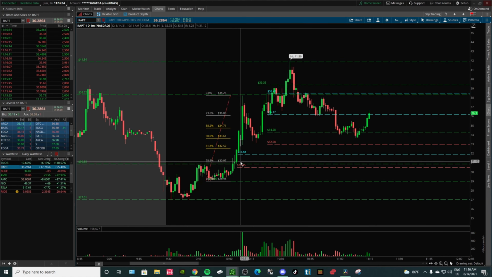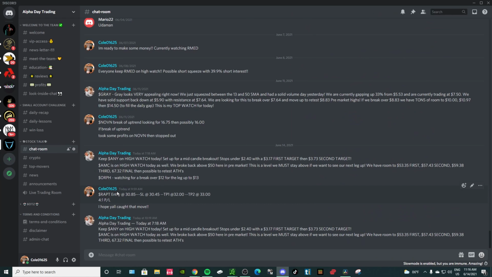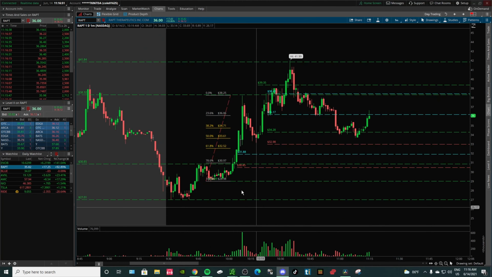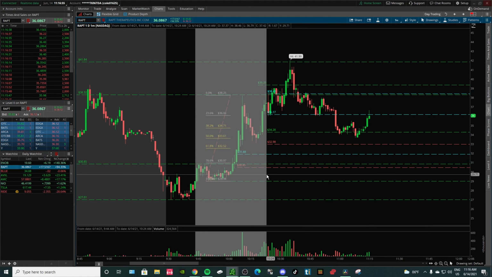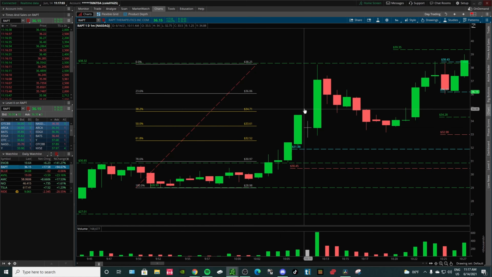I actually alerted this move from here all the way up. Can you see this? You can see at 9:59 RAPT, enter at 30.84, 85, stop loss, take profit 32 and 29. And you can see that was at 9:59. If we go ahead and zoom in here, 9:59 was right here, before the break to the upside.